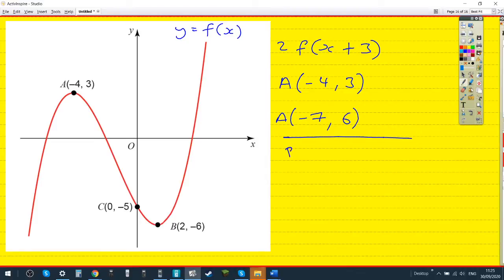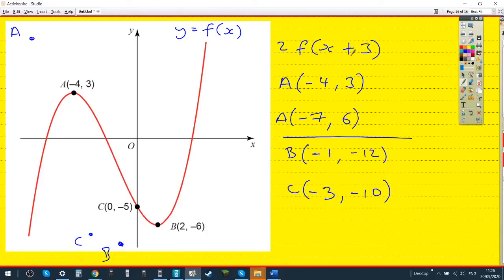How about B? Would I do -1, -12? Yep. And C? Would I do -3, -10? So this is the new B. The new C is -3, -10. And then the new A is -7, 6. And so you would then just sketch it.